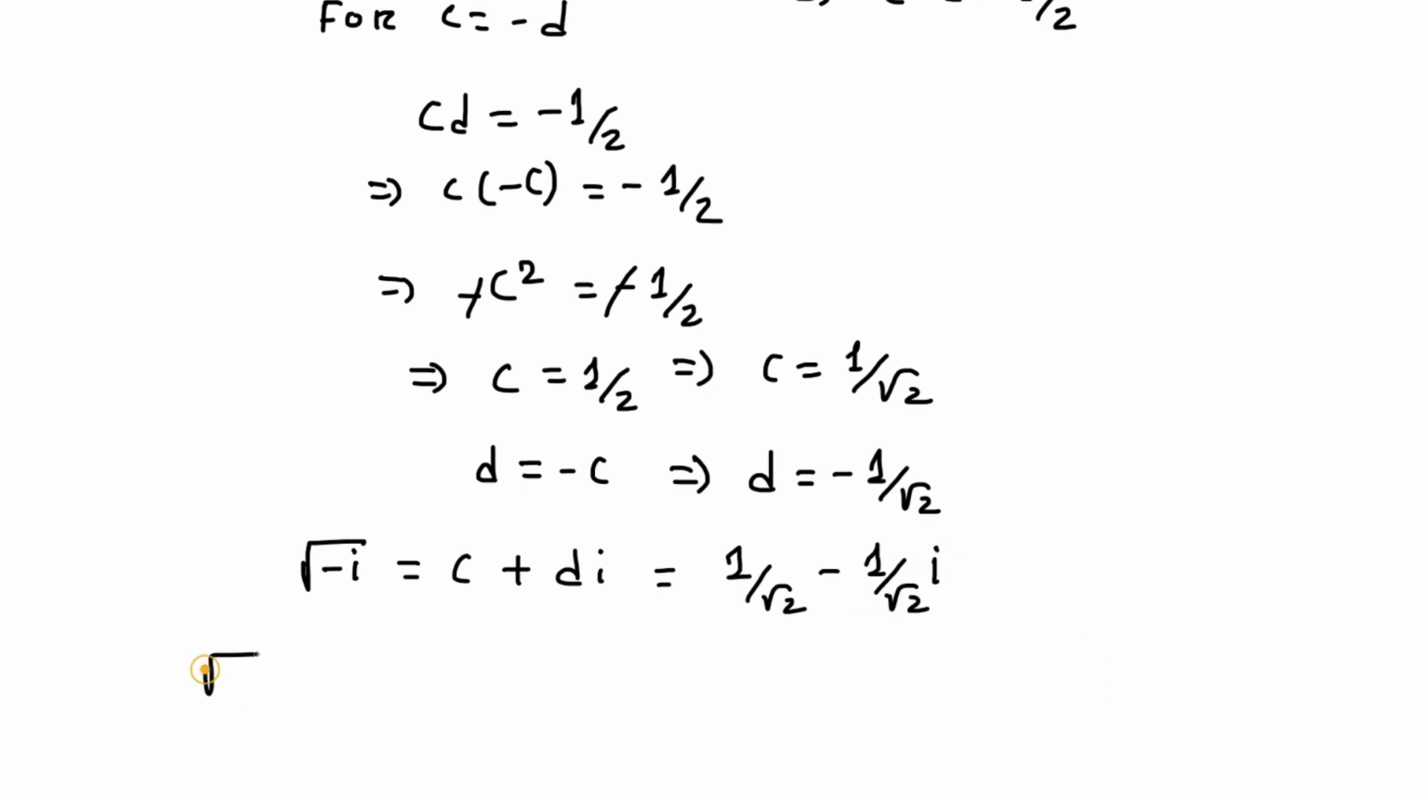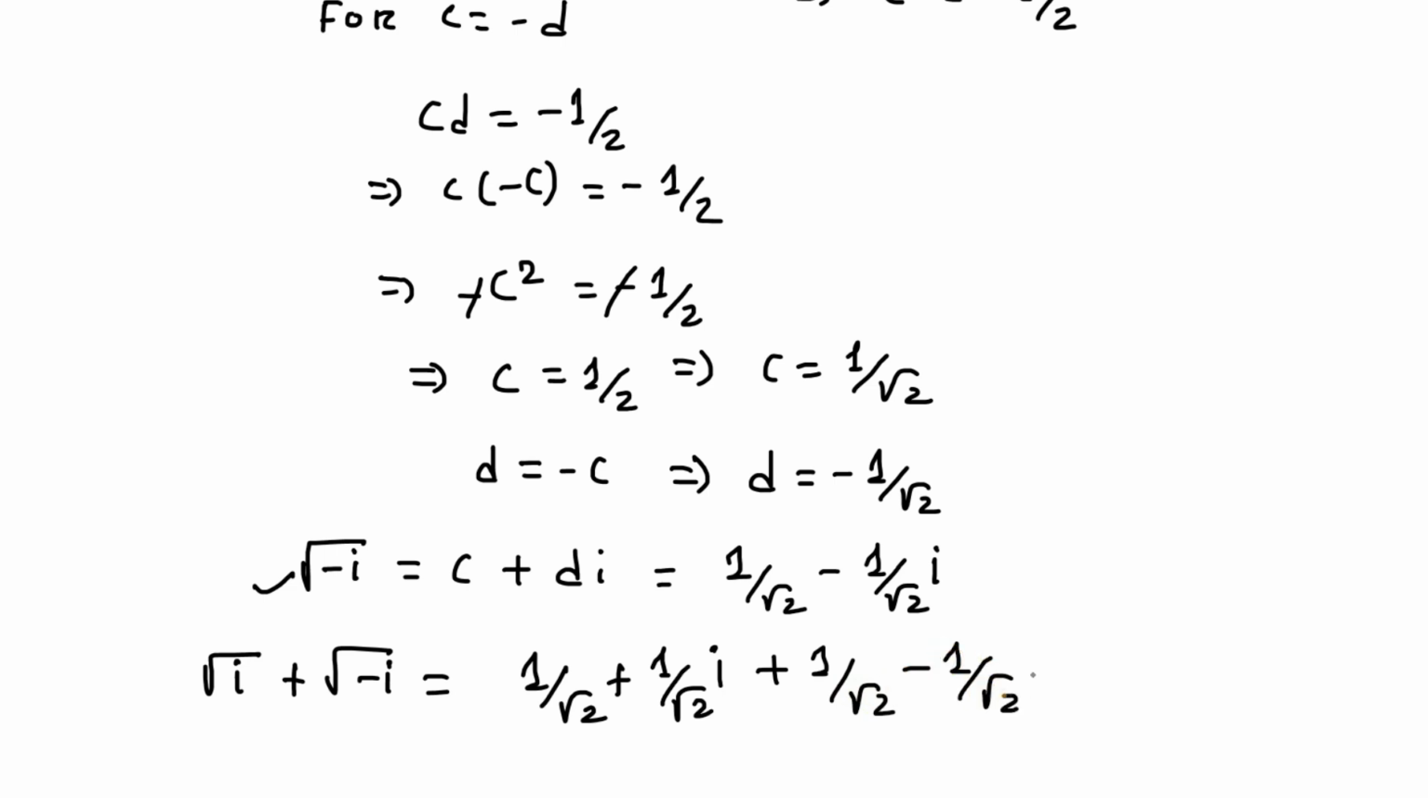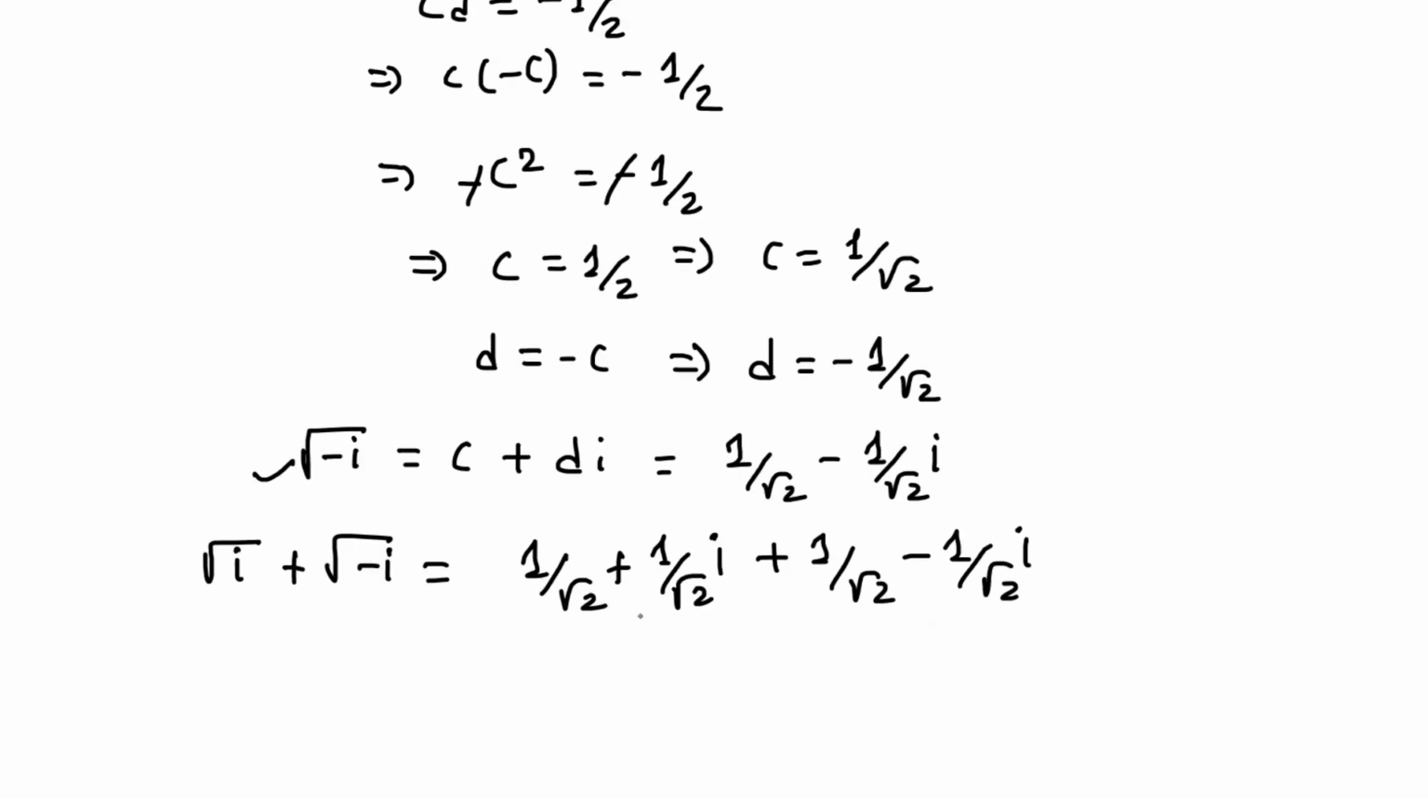Now we have already found root i plus root under minus i. Root i we found is 1 by root 2 plus 1 by root 2 i, and root under minus i is 1 by root 2 minus 1 by root 2 i. Here we have plus 1 by root 2 i and here minus 1 by root 2 i, so these two cancel out. Now adding 1 by root 2 and 1 by root 2, this becomes 2 by root 2, which equals root 2. So root 2 is our answer.